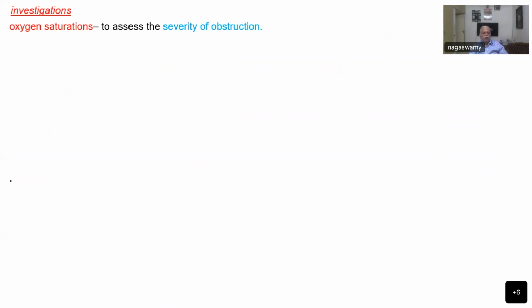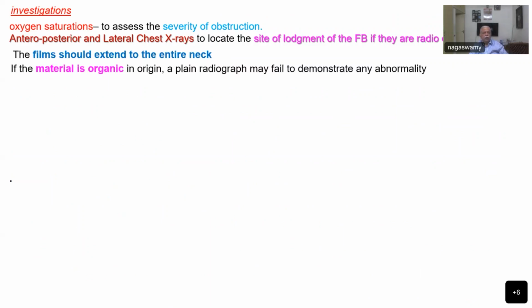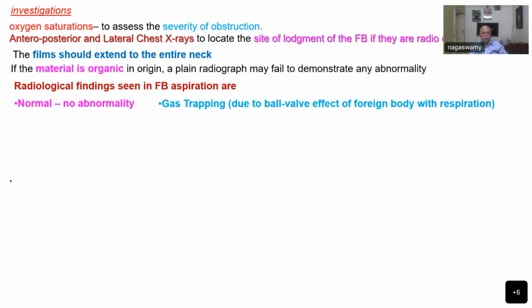Investigations: the first investigation is oxygen saturation. A severe obstruction always results in desaturation. Then you take AP and lateral chest X-rays to see whether any radio-opaque foreign body is there, and this X-ray should include the entire neck also. If the material is organic, then it will not be demonstrated in the X-ray. So the radiological findings seen are: it may be a totally normal X-ray, or there may be gas trapping due to a valve-like effect, or there may be a mediastinal shift, or it may be atelectasis or lobar collapse and consolidation.